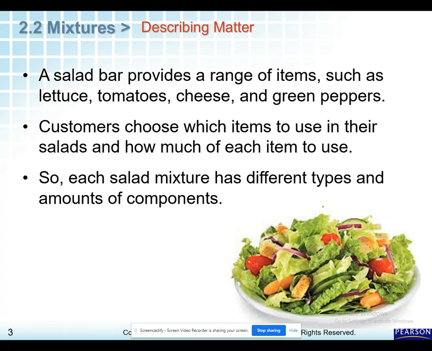So each salad mixture that you get at the salad bar has different types of things. Like I said, I might not get croutons, but somebody else will. And different amounts. I like a lot of dressing, but somebody may not like a whole lot of dressing. So since you can have different types and different amounts, here the composition is not fixed. You can get differences.